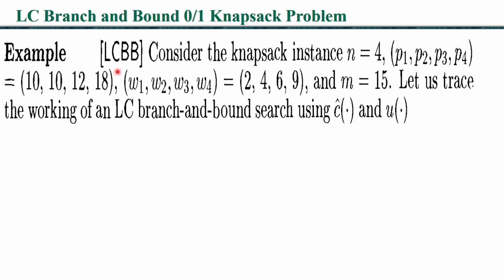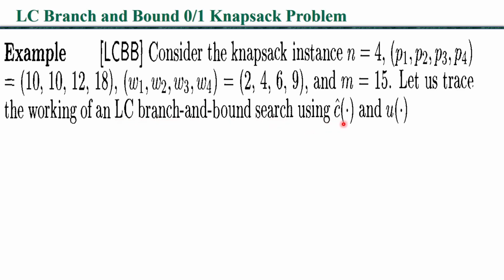I'll take one example. This is one of the problems. Here you have 4 knapsack instances, that is 4 items with profits 10, 10, 12, 18 and weights 2, 4, 6, 9, and the capacity of the knapsack is 15 here. Now we have to find the solution using LC, least cost branch and bound search.